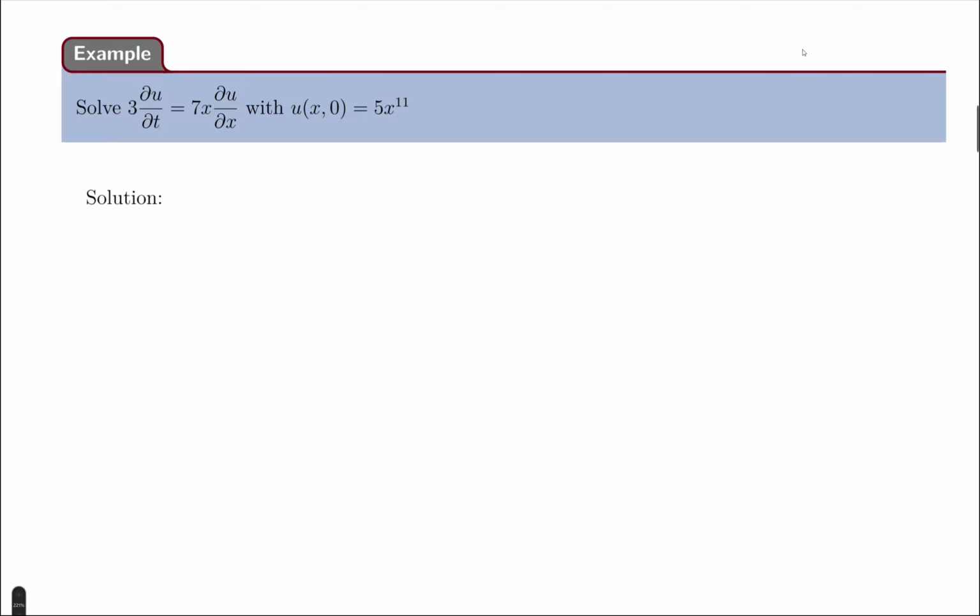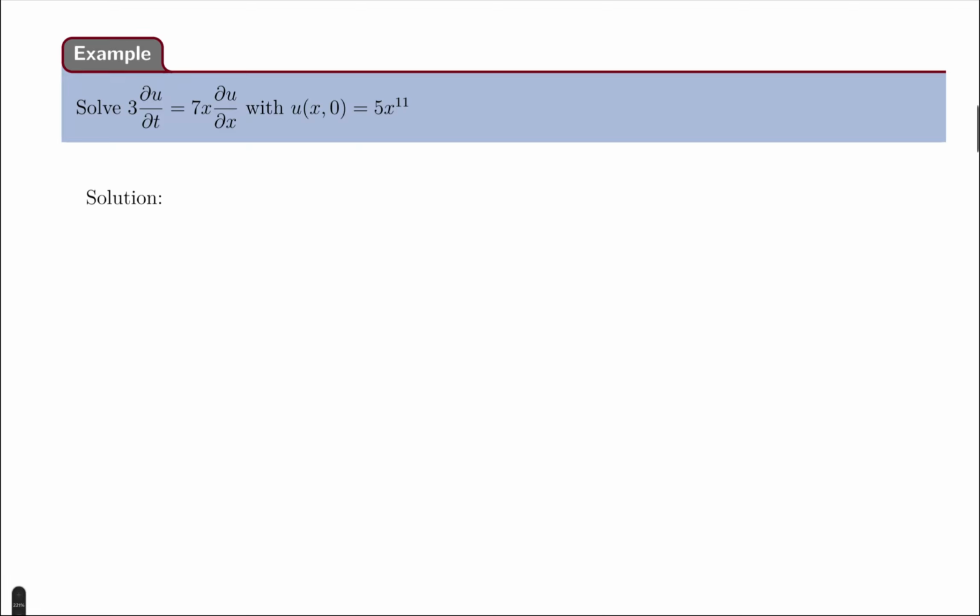All right, so in this video, we will solve the partial differential equation given by 3 partial of u with respect to t equals 7x partial of u with respect to x, subject to the condition u of x, 0 equals 5x to the 11th power. All right, so we'll solve this PDE using separation of variables.